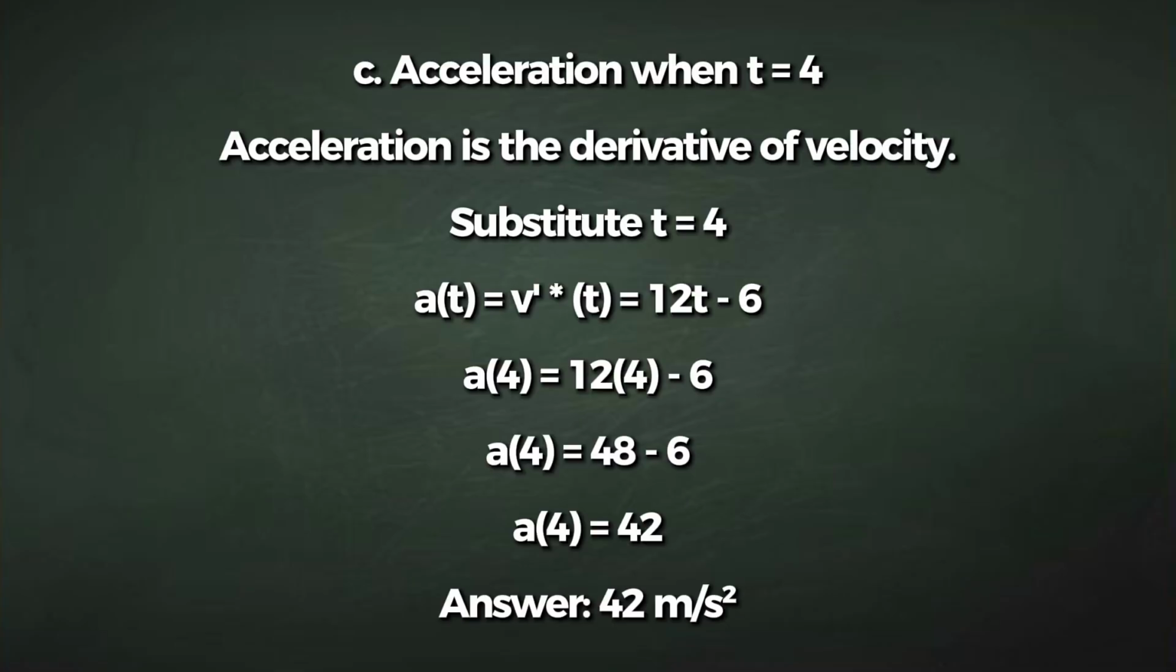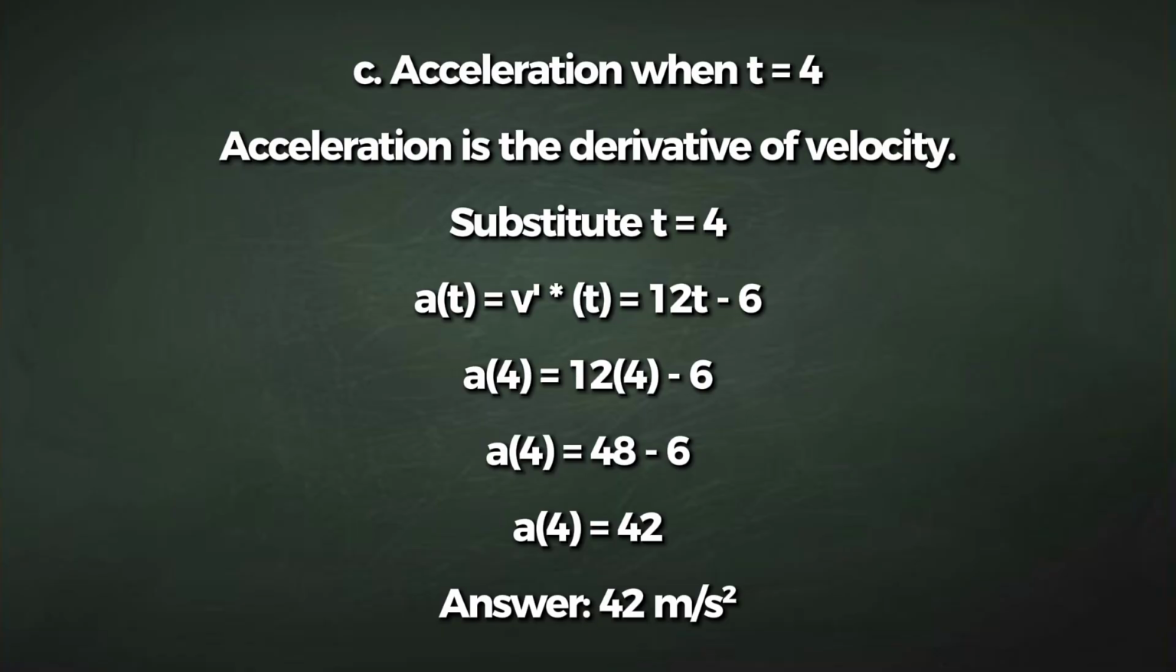Next up, we'll be looking for its acceleration when t is equal to 4. In this equation, acceleration is the derivative of velocity, meaning to say, we'll just have to repeat the same process we did in the previous problem. For letter C, we'll be looking for the derivative of the previous derivative, which is 6t squared minus 6t minus 12. Again, multiply the exponent to the given constant and then subtract the exponent by 1.